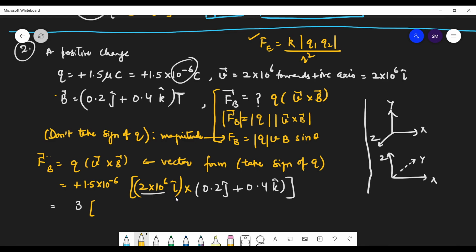multiply this I with this and I with this, cross product, okay? So I cross 0.2j. So you can write 0.2 here in front, that's also the same thing, plus I into 0.4k. Is it okay, students? Done?